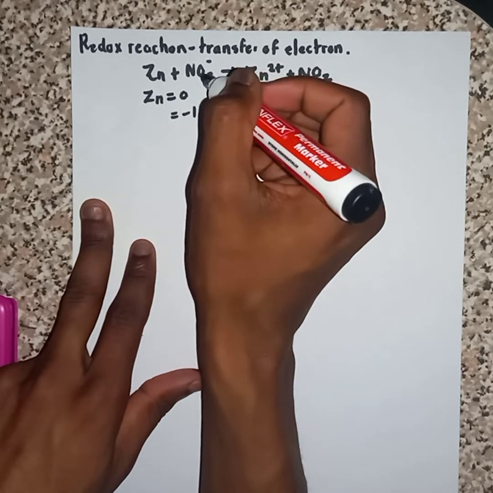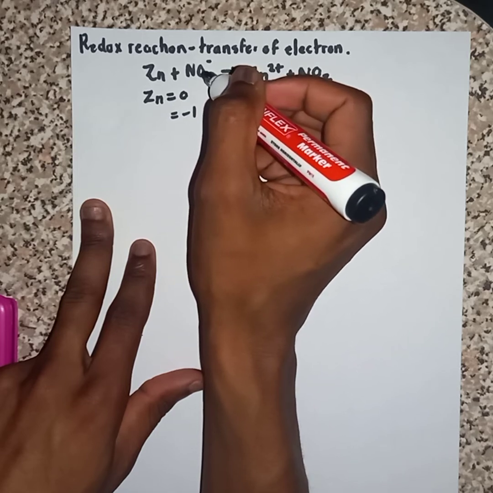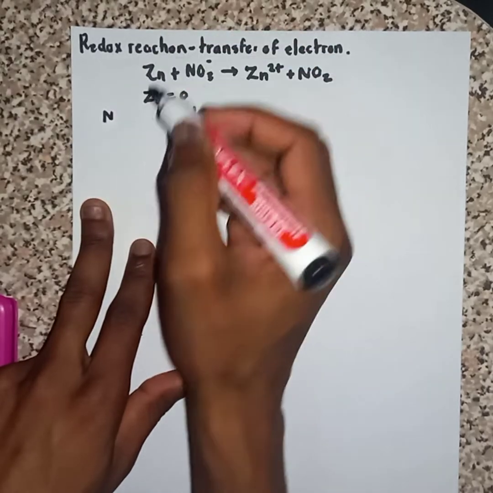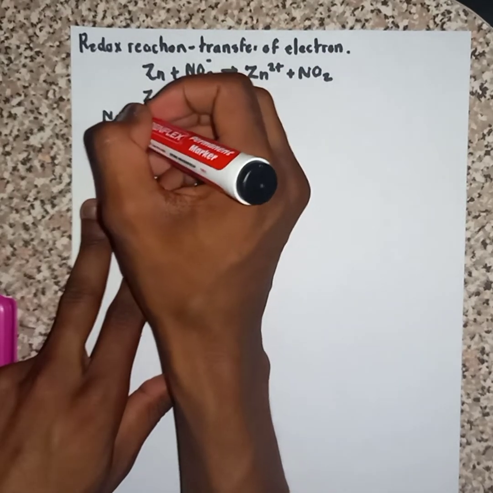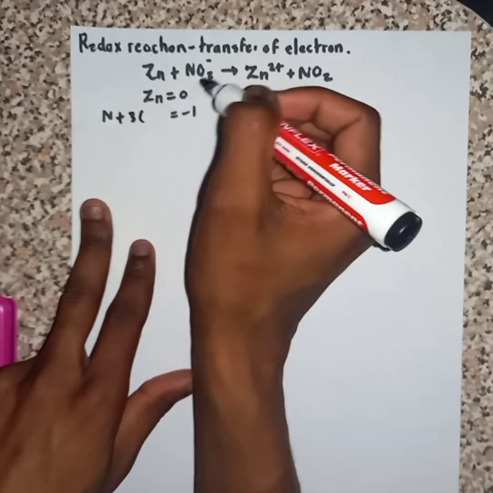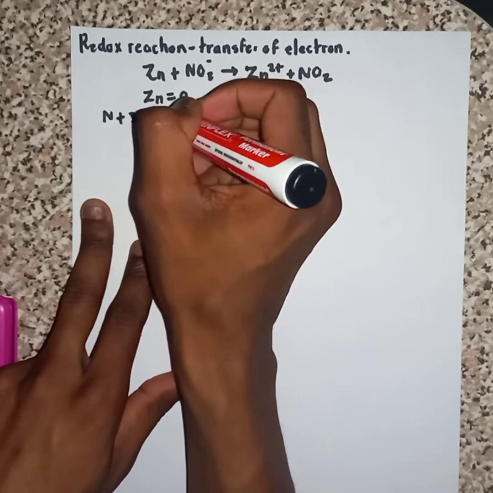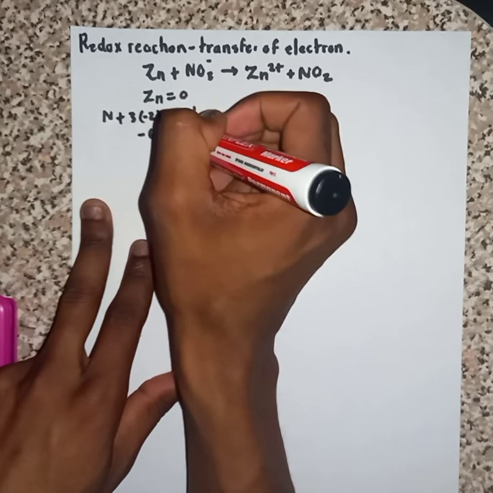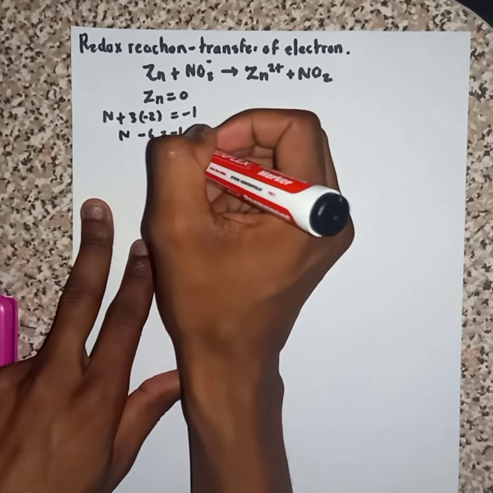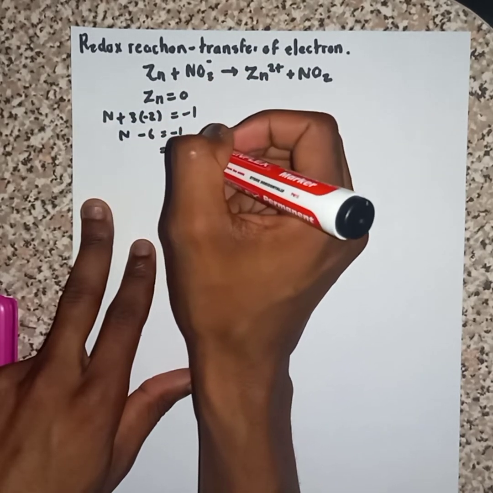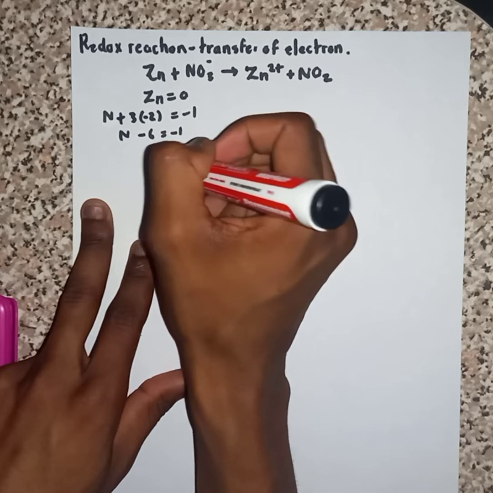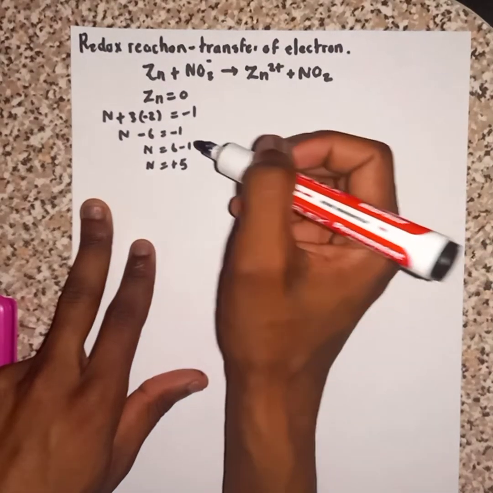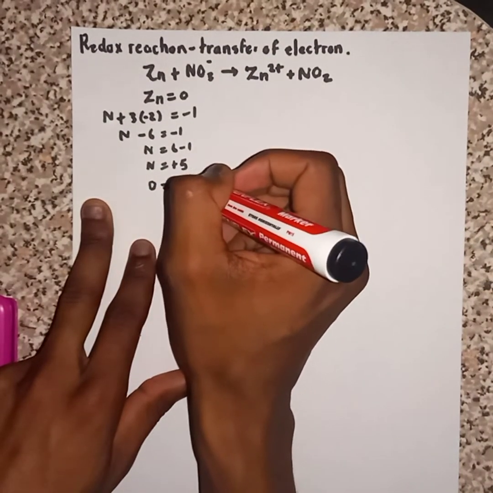Let us find the oxidation number of N. The oxidation number of O is -2. I have 1 N, you can clearly see, plus 3 of O, and inside I insert -2. Let us solve. I get -6 plus N equals -1. I take 6 to that side, so it is +6 - 1. Our final answer is +5 for N. Lastly, O is usually -2.